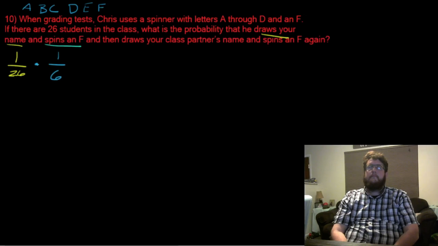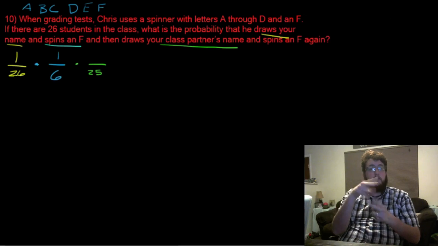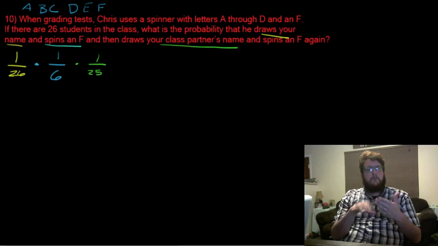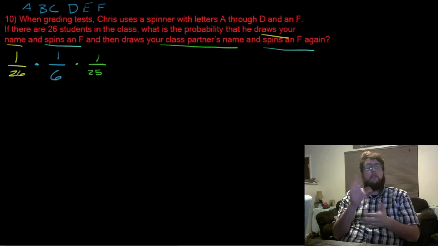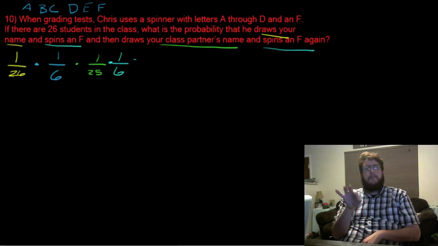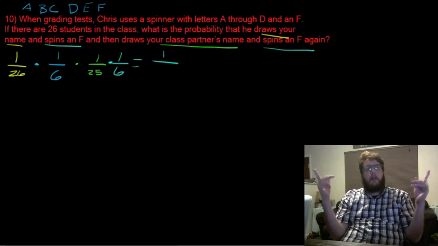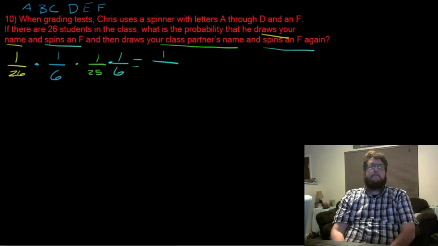And then he draws your class partner's name. At this point there are only 25 students left, and your class partner is one of those students. And then Chris spins an F again. We know that spinning an F has a probability of 1/6. So now I can take all of these and multiply them together. 1 times 1 times 1 times 1 is 1. And then I multiply 26 times 6.